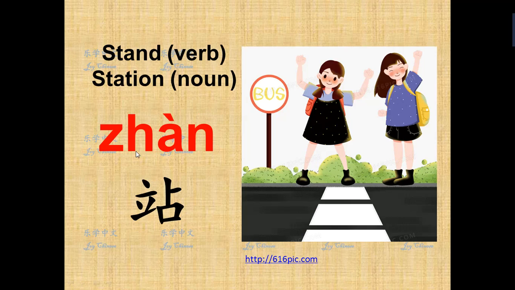Next one is the combination of zh and an, fourth tone. Zh, an, zhan. It means stand. It's a verb. As a noun, the meaning is a station. Like this, a student stands beside the bus stop. We say zhan. Zhan means stand, station, or stop.